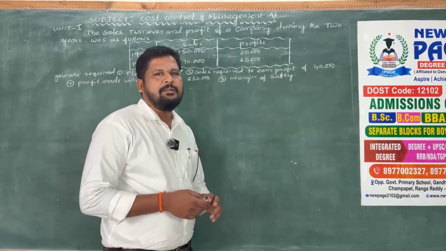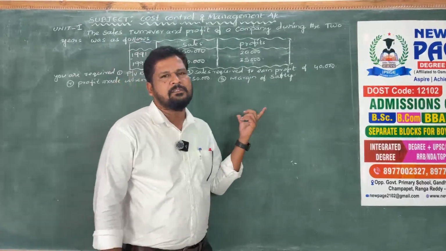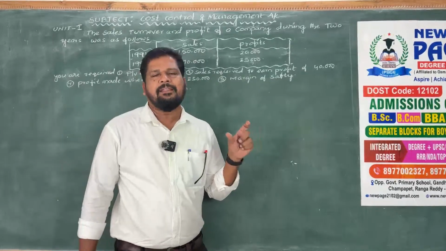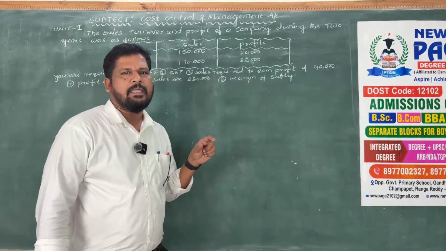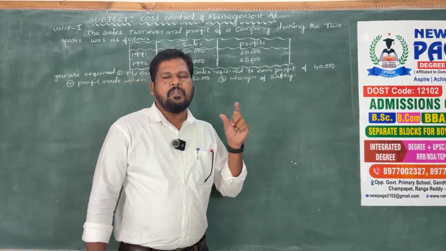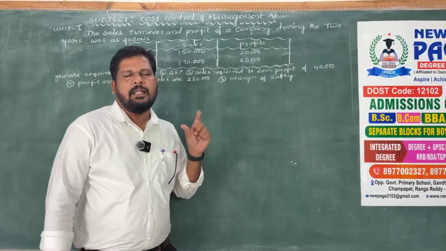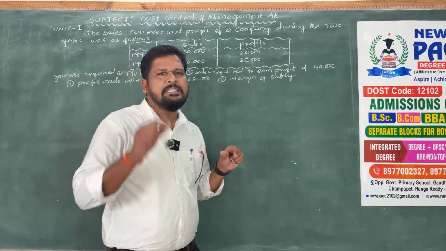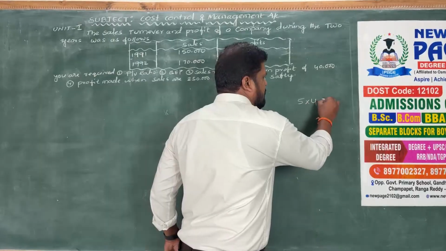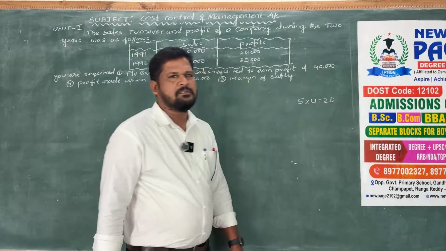The question paper is divided into two parts, part A and part B. In part A, 8 questions are given, 1 question from each unit. Out of 8 questions, you must attempt 5 questions. Each question carries 4 marks, so 5 into 4 marks, 20 marks.